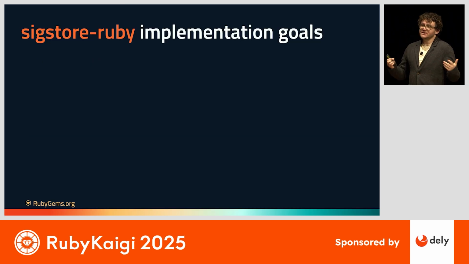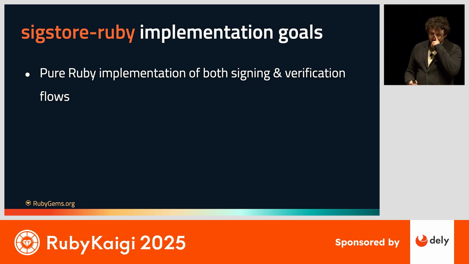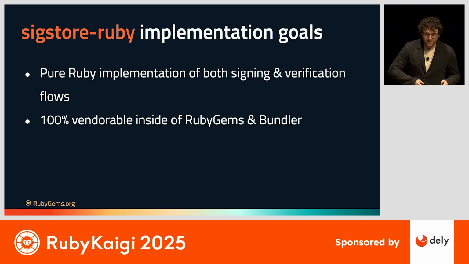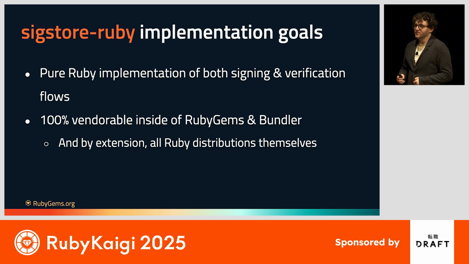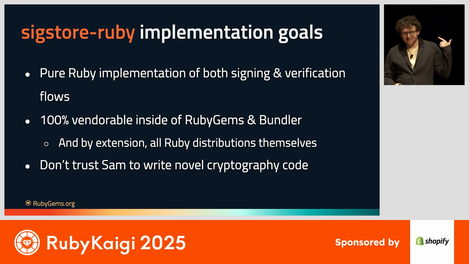We had a bunch of implementation goals when I set off to build sigstore-ruby. Number one was having a pure Ruby implementation of both signing and verification flows. Number two was being 100% vendorable inside of Ruby Gems and Bundler, because we want to be able to vendor Ruby Gems and Bundler inside of the Ruby distributions, so anything vendored inside of Ruby Gems and Bundler needs to also be vendorable. And the biggest implementation goal was don't trust this guy to write any novel cryptography code.